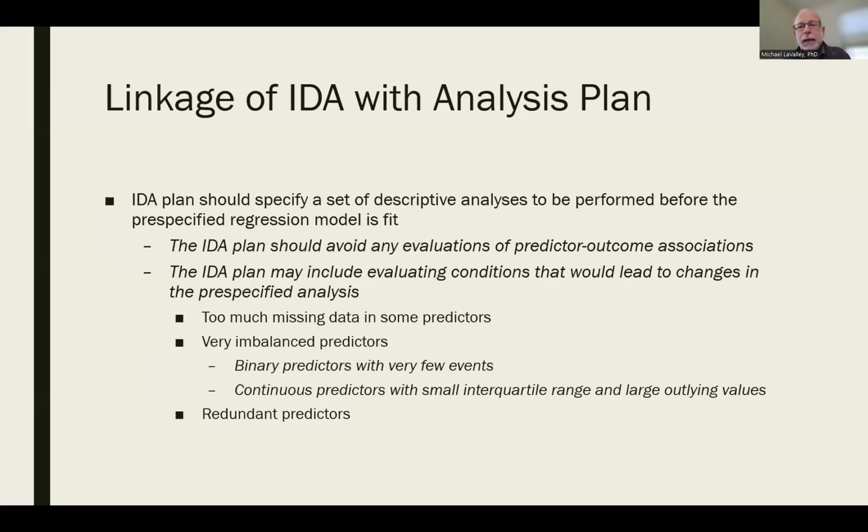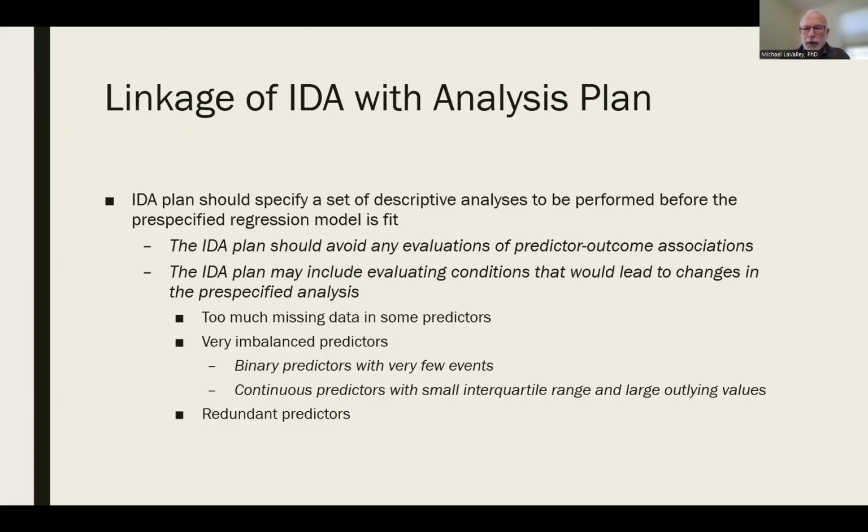So the IDA plan should focus on those things. It should look at the missing values. It should look at the distributions on a univariate basis, and it should look for associations among the predictors. But again, this is to my mind where exploratory data analysis usually falls down: you really do want to stay away from looking at associations between the predictor and the outcome.